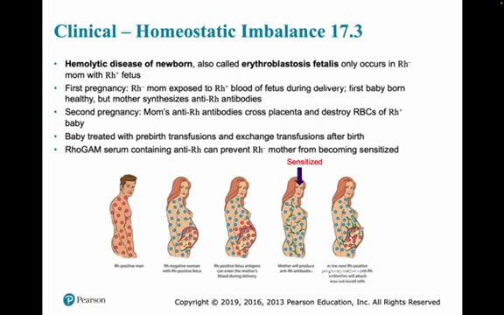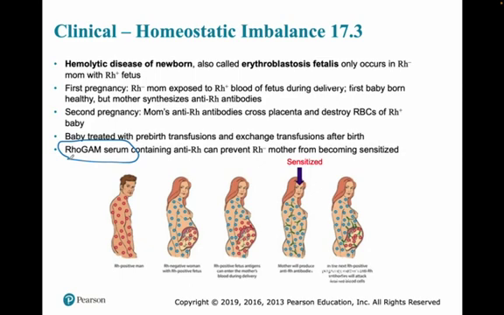Now, can this be prevented? Yes, it can be. For this to be prevented, a RhoGAM serum is given, and this has to be given within 72 hours of giving birth. So what this product does is it prevents an Rh negative mother's antibodies from reaching the baby's Rh positive red blood cells, so that those antibodies don't reach the fetus anymore.